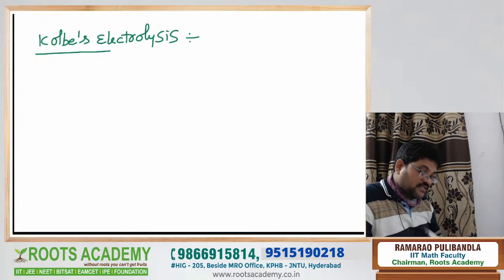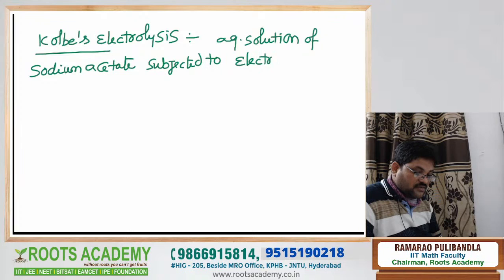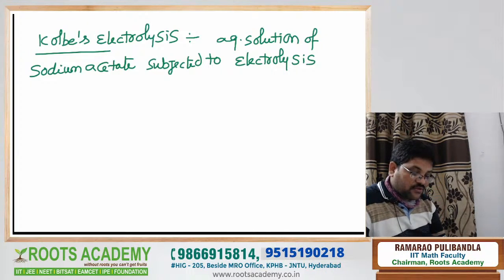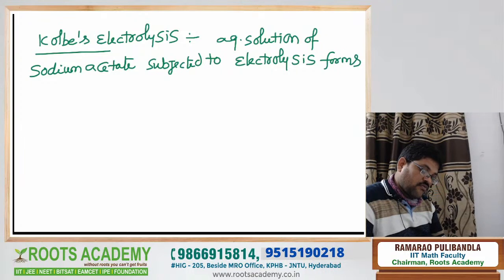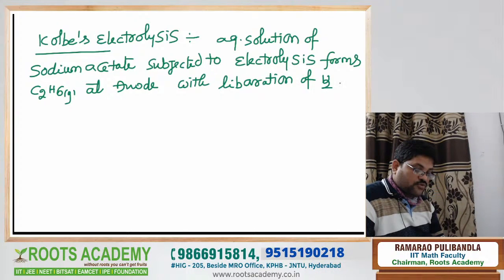Kolbe's electrolysis is defined as: an aqueous solution of sodium acetate subjected to electrolysis forms ethane gas at the anode, with liberation of H2 gas.